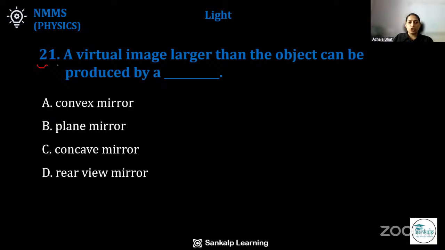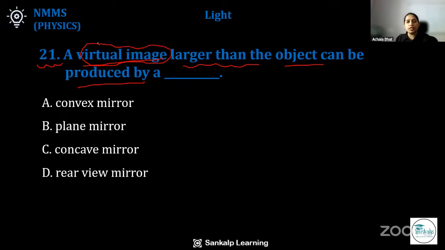Let us see question number 21 of NMMS Physics chapter Light. A virtual image larger than the object can be produced by a dash. What is a virtual image? A virtual image is nothing but an image which cannot be obtained on the screen. Here, light rays are not actually converging, and these are called virtual images.